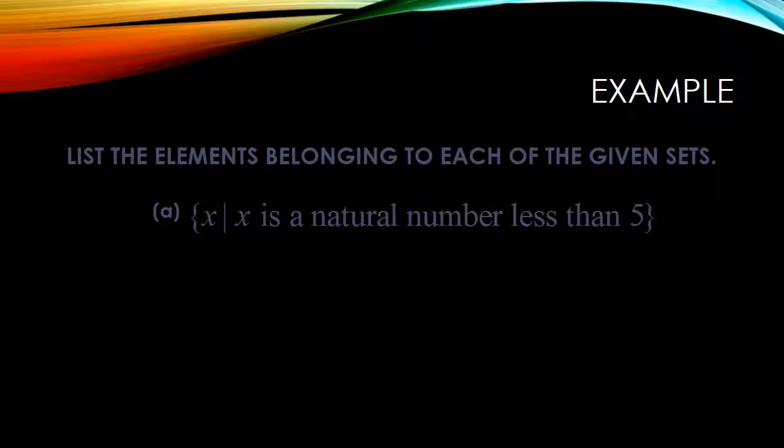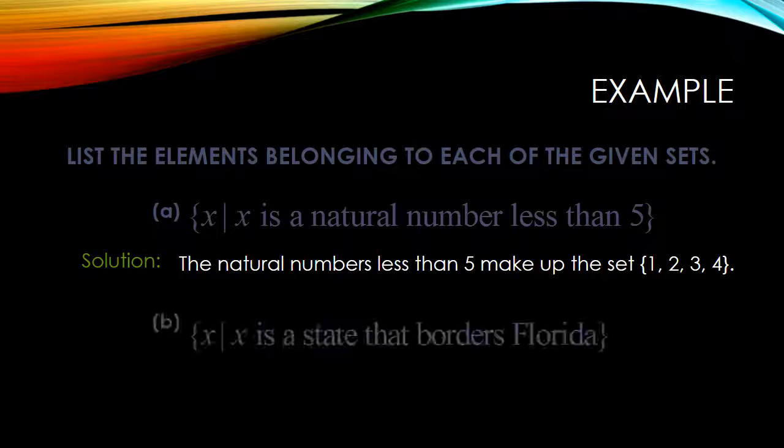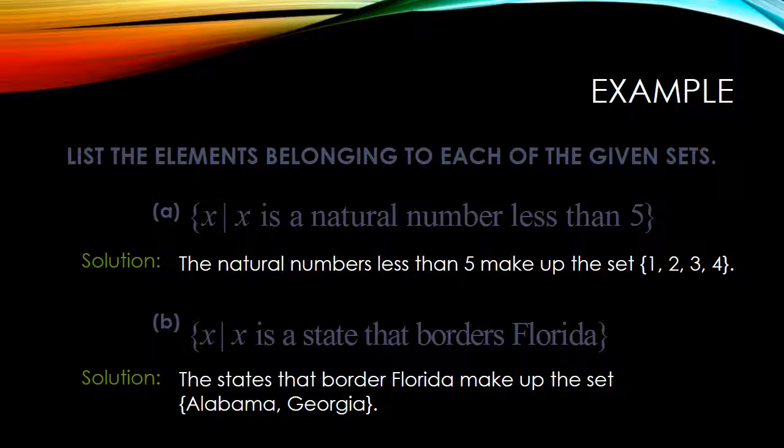Okay, here's a couple of examples to try. See if you can find the elements belonging to the given sets. There's 2 questions here. I'll show them to you one at a time. Pause in between, try the answer out, then you'll see the answer when you resume, and then the next question. Okay, so the natural numbers less than 5 would be 1, 2, 3, and 4, and states that border Florida would be Alabama and Georgia.